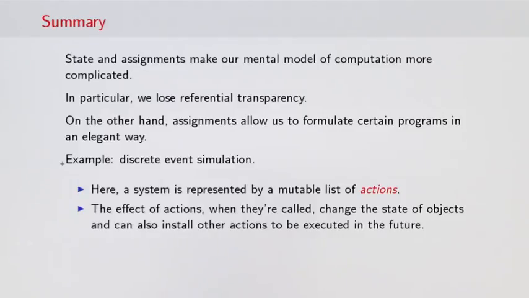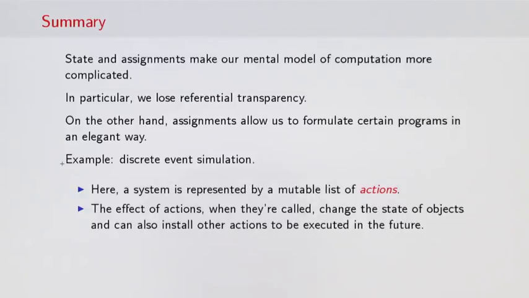So to summarize, we've seen that adding state and assignments makes our mental model of computation more complicated. In particular, we lose the property of referential transparency, which says that it doesn't matter whether we use a name or the thing it refers to. You've seen with the bank account example that it matters quite a lot whether we refer to an existing bank account or we create a new one. The other thing that we lose is the substitution model, so we do not have anymore an easy way to trace computations by rewriting.